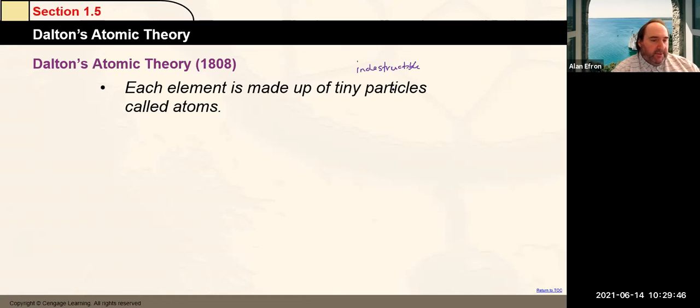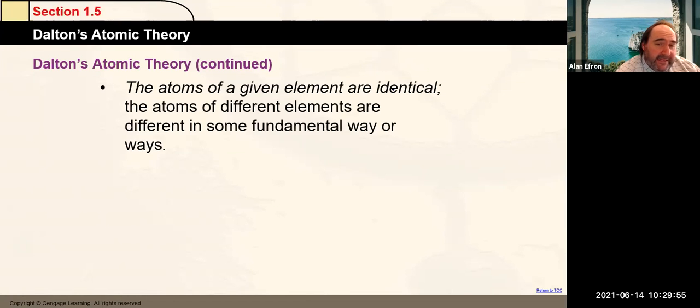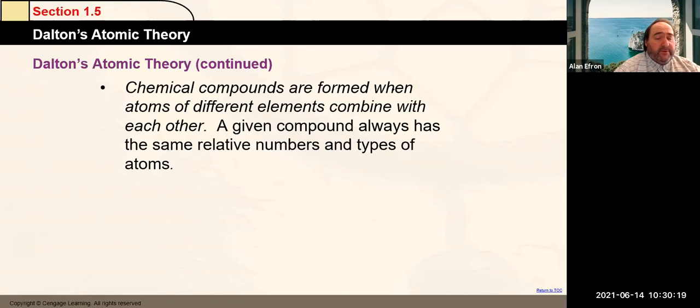And that is true. They are made up of these tiny particles that are called atoms. He also said that atoms of a given element are identical, and atoms of different elements are different in some fundamental way. So if you had an iron atom versus a copper atom, they would have some different properties associated with them. He also said that chemical compounds are formed when different atoms combine to each other, again, in these whole number ratios when they do come together.